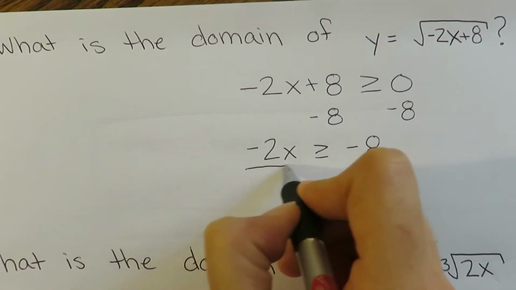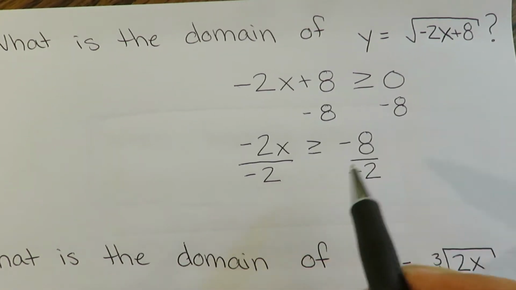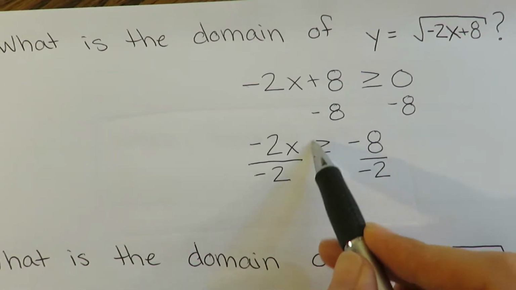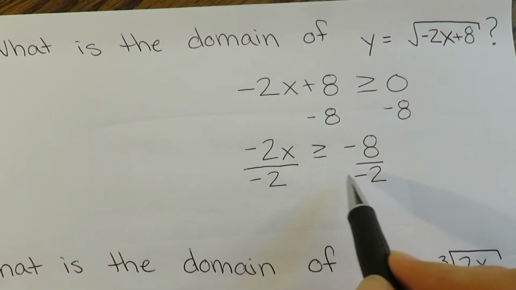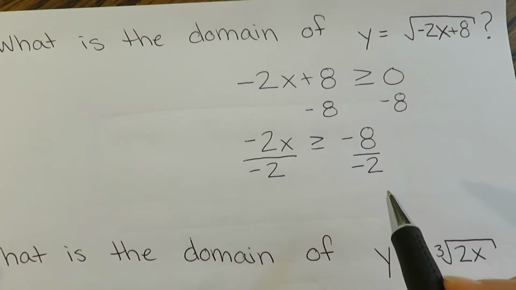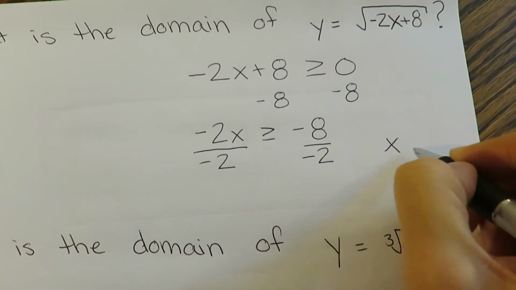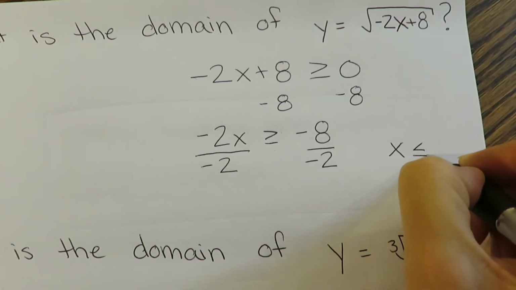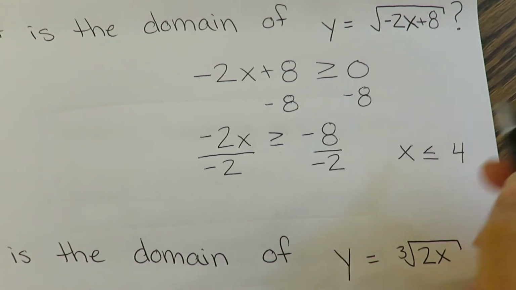Now when I divide, I'm going to divide by a negative number. And remember, when you divide by a negative number and you're dealing with inequalities, you're actually switching everything around. So as soon as you divide by a negative number, you take this little alligator inequality and you flip it around. So now I have x is not greater than or equal to, but less than or equal to negative 8 divided by negative 2, which is positive 4.